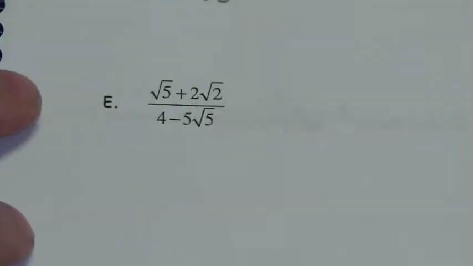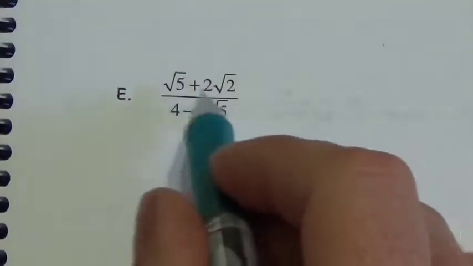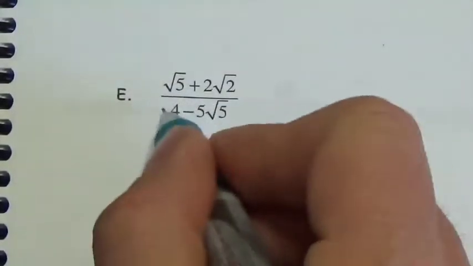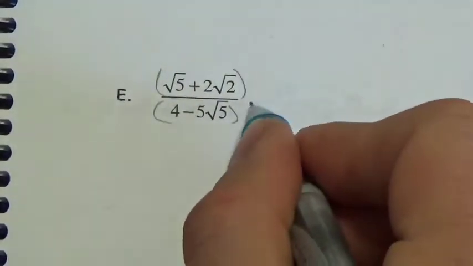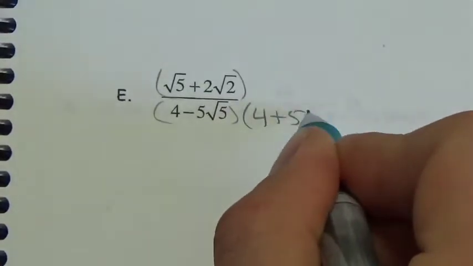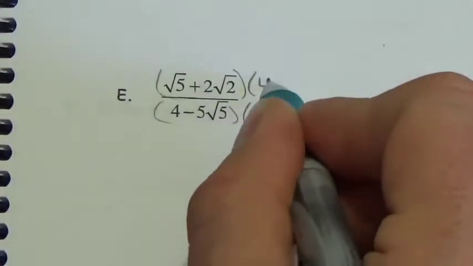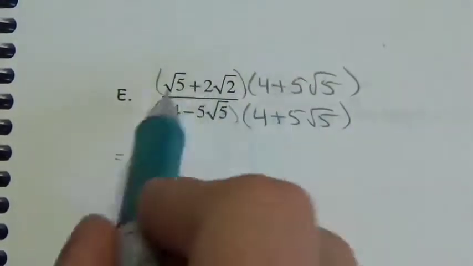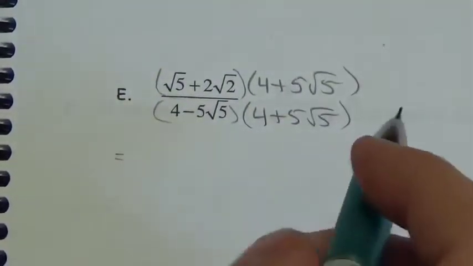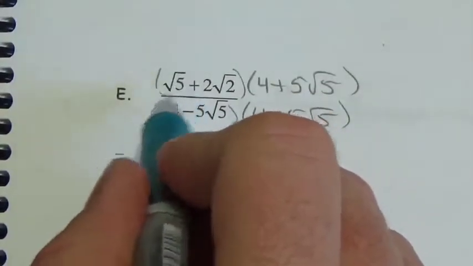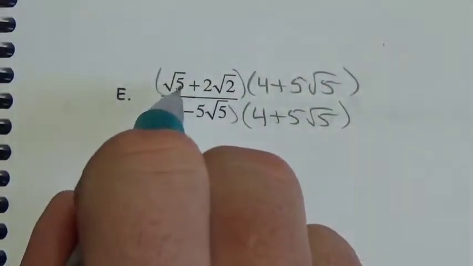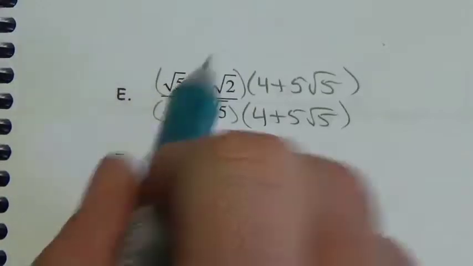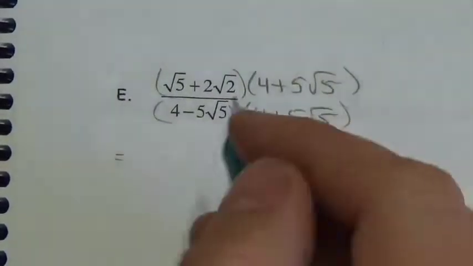All right, let's look at just a couple more. So here, again, I see a binomial in the denominator, so I'm going to multiply by the conjugate, so 4 plus 5 root 5. I'm going to worry about the numerator first, because that typically is going to require more work. There is, by the way, nothing to simplify here, because the radicands are all prime numbers, so they're as simple as they're going to get.